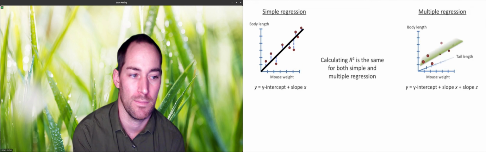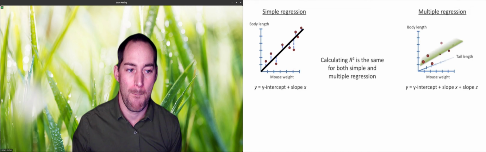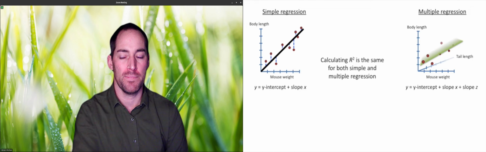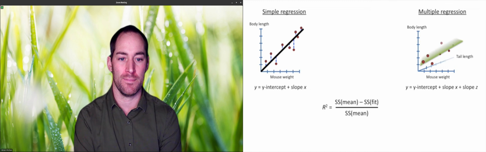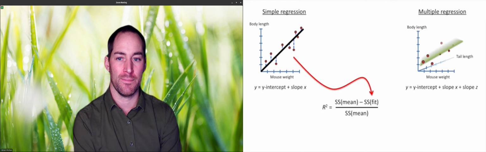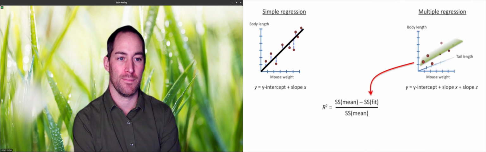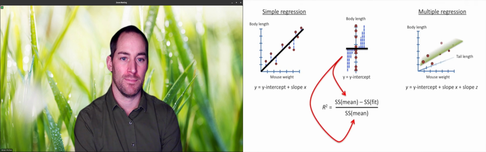From the Stack Quest on linear regression, you may remember the first thing we did was calculate R squared. Well, the good news is calculating R squared is the exact same for both simple regression and multiple regression. There's absolutely no difference. Here's the equation for R squared, and we plug in the values for the sums of squares around the fit, and then we plug in the sums of squares around the mean value for the body length.